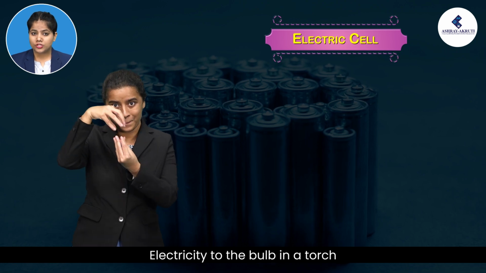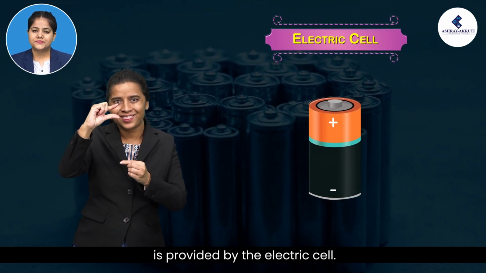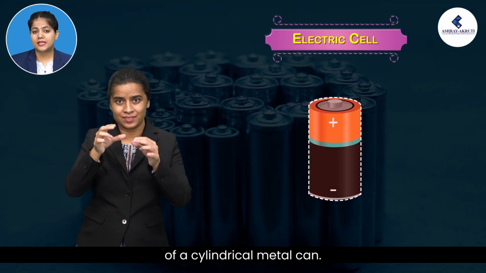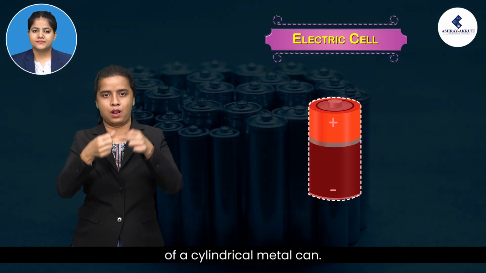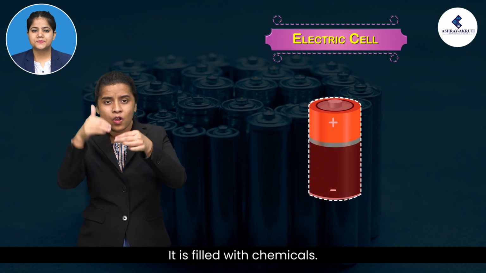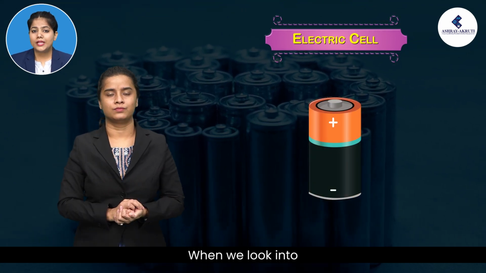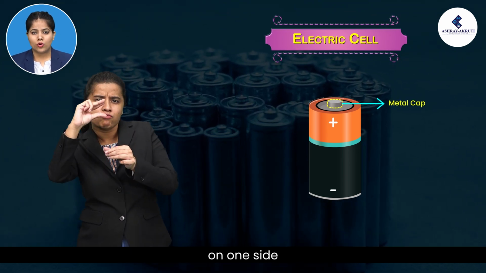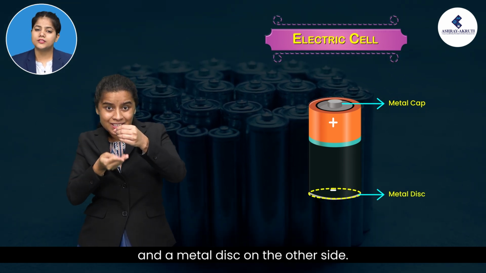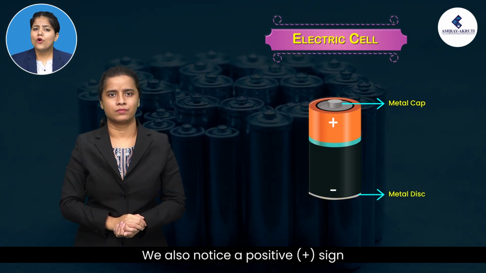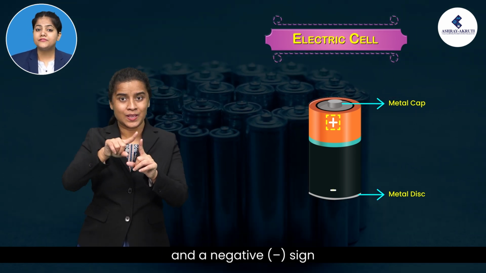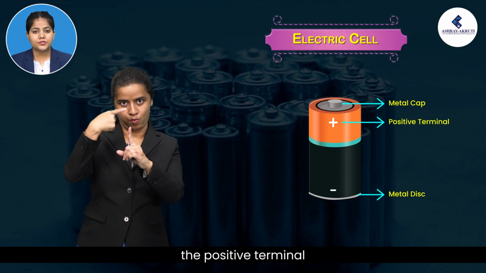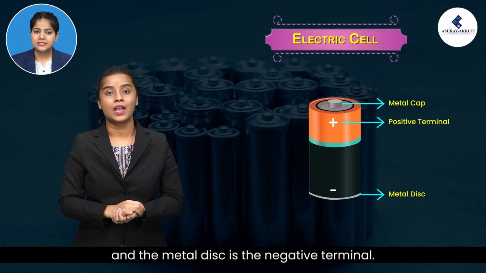Electricity to the bulb in a torch is provided by the electric cell. The cell consists of a cylindrical metal can. It is filled with chemicals. When we look into the electric cell carefully, we notice that it has a small metal cap on one side and a metal disc on the other side. We also notice a positive sign and a negative sign marked on the electric cell. The metal cap is the positive terminal of the electric cell and the metal disc is the negative terminal.